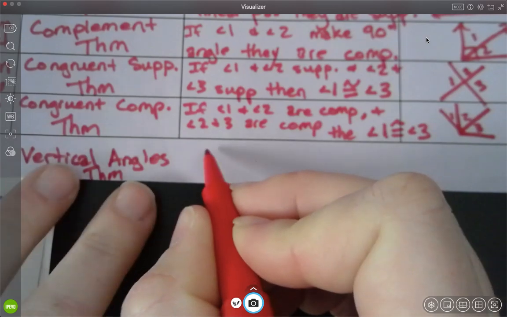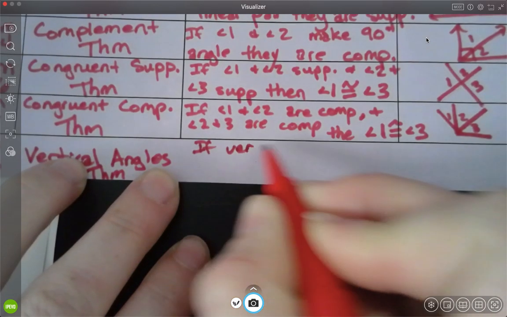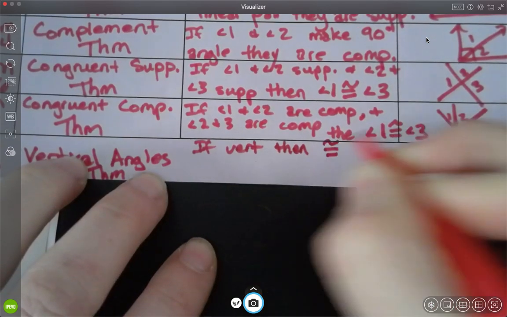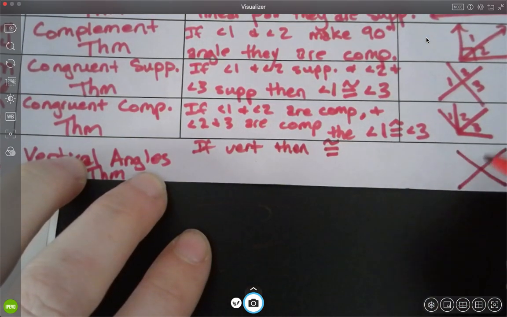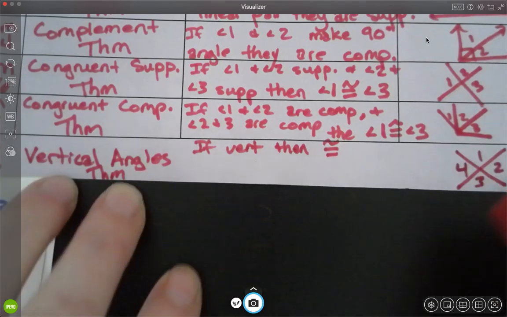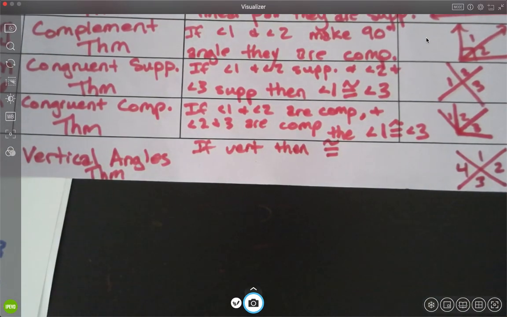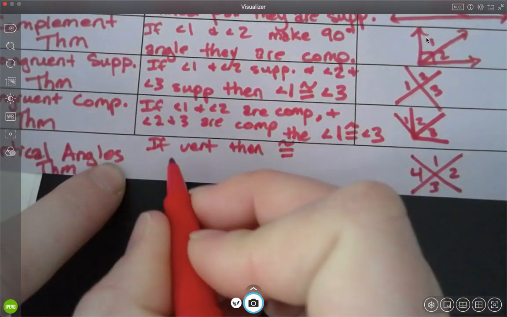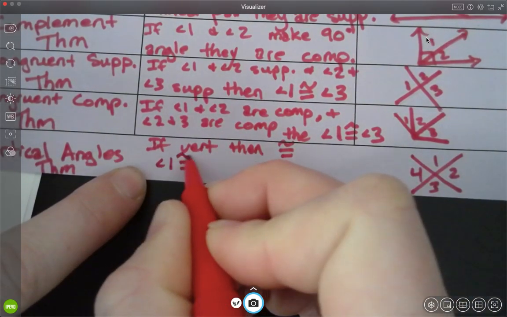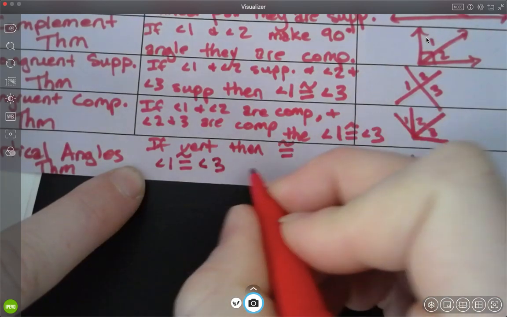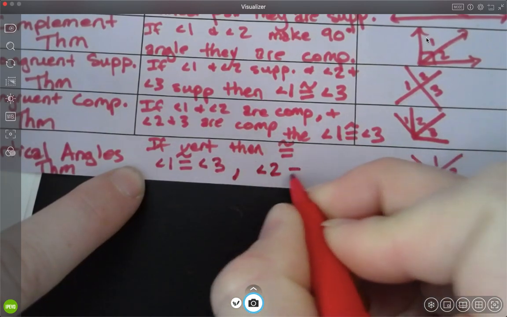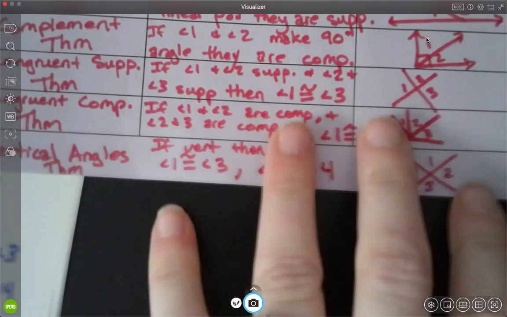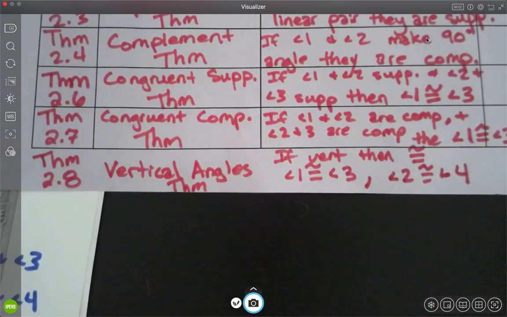I'm going to put: if vertical, then congruent. So 1, 2, 3, 4. There's my diagram. 1, 2, 3, 4. Which ones are congruent? The vertical ones. Angle 1 and angle 3. Angle 2 and angle 4. They will use vertical angles a lot, a lot, a lot. So why don't you put a star by him?